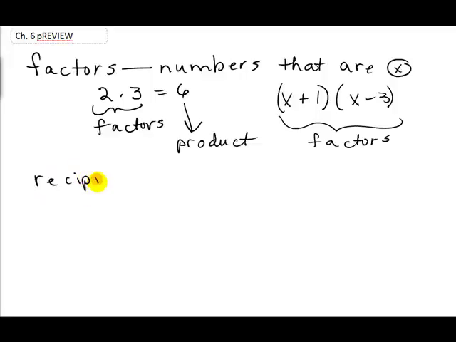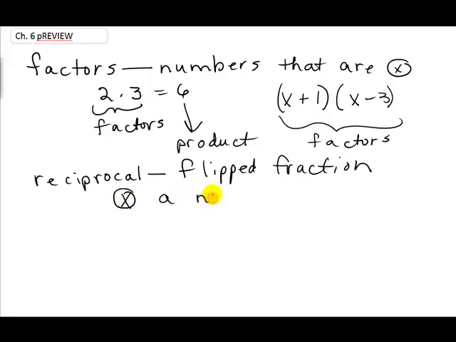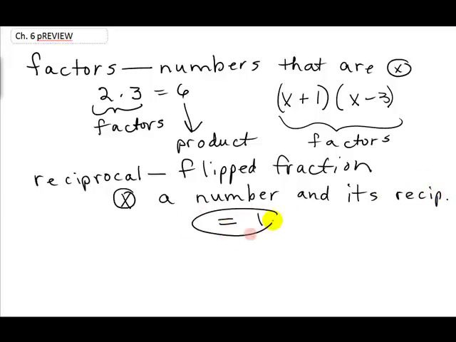Reciprocal. You may remember that this is a flipped fraction. What you want to remember is when you multiply a number and its reciprocal, it will equal 1. 2/3 times 3/2 equals 6/6, which equals 1.